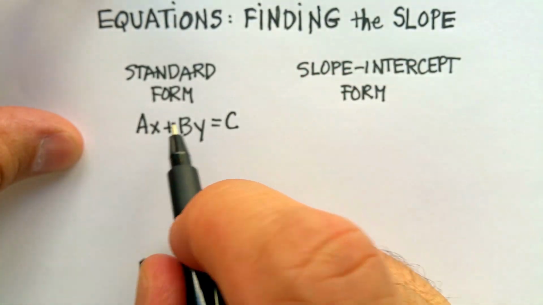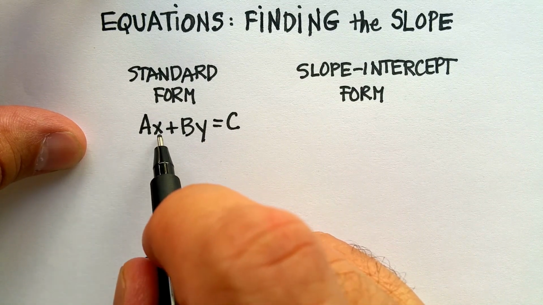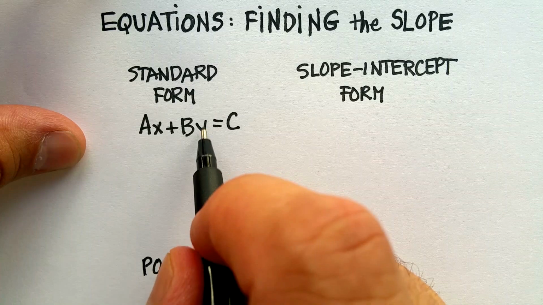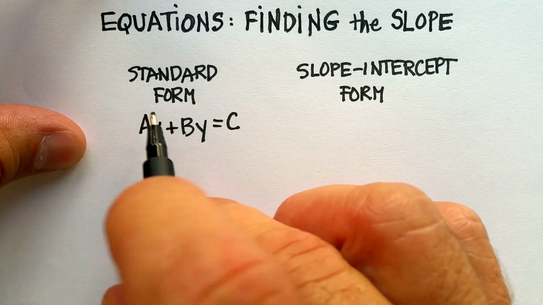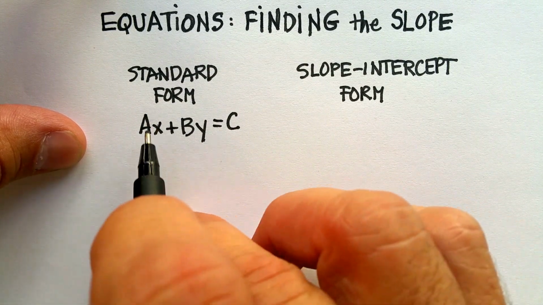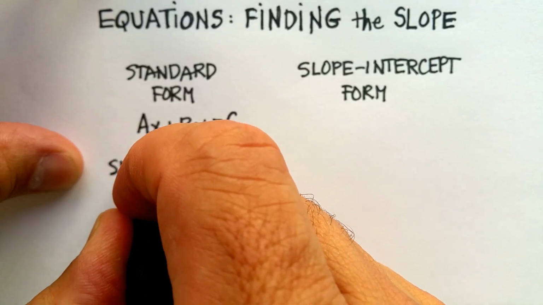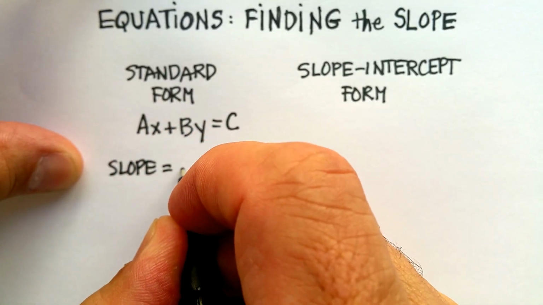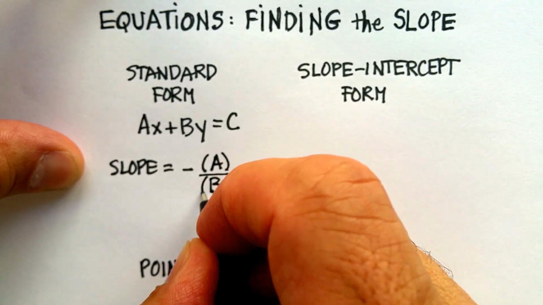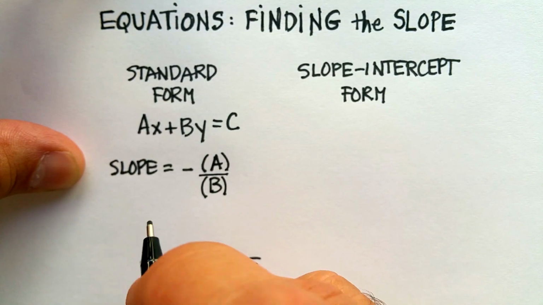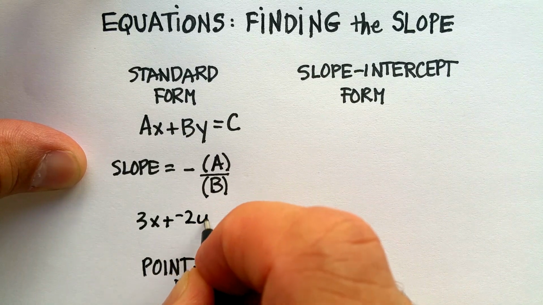Now what they mean by a, b, and c is that the a is the coefficient, or the number that's in front of the x. The b is the number that's in front of the y, or the coefficient in front of the y, and c is just c. Now the way you find the slope of this particular equation is really pretty simple. The slope is equal to negative a over b.